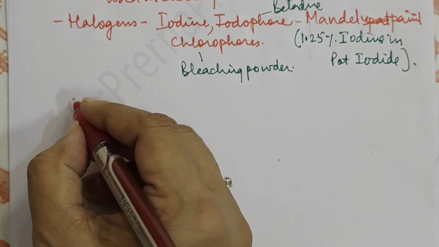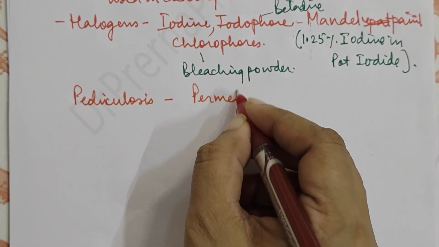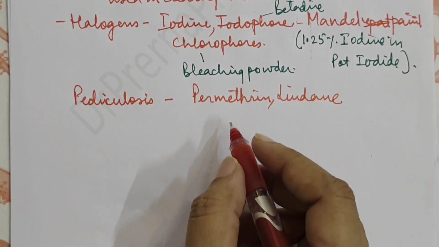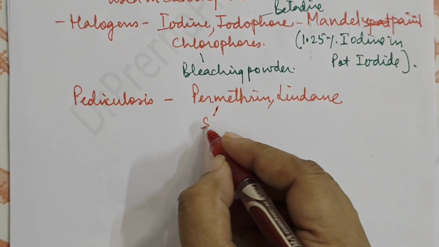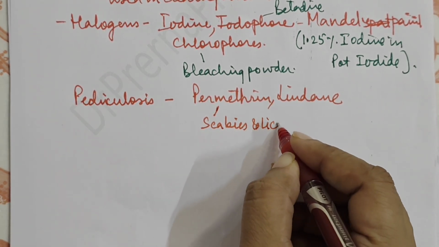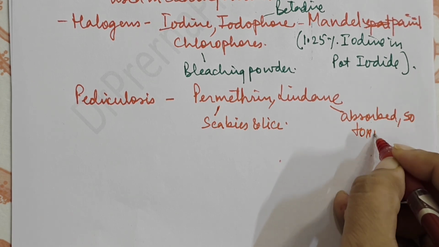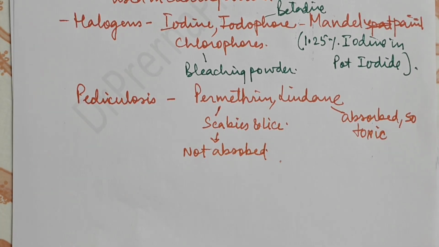Then pediculosis, that is lice. So the drugs used are permethrin, lindane. Okay? Permethrin is the first drug of choice. It is found to be very, very effective. And permethrin is effective in both scabies and lice. Lindane is absorbed, so it is toxic, while permethrin is not absorbed from the skin. So it does not have any side effects, right? So this is important about pediculosis.